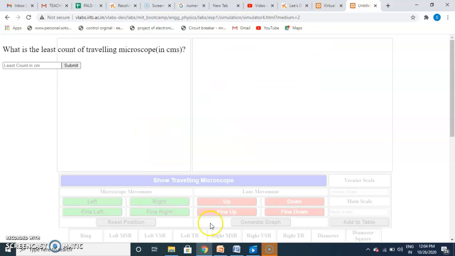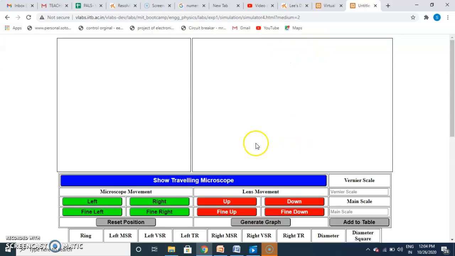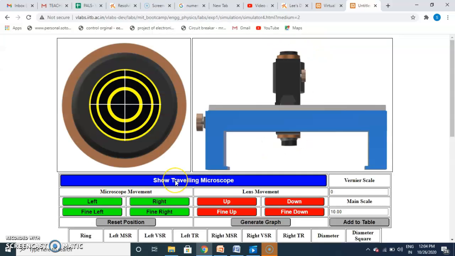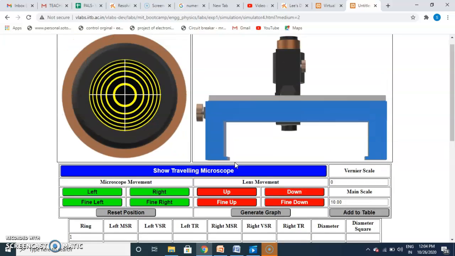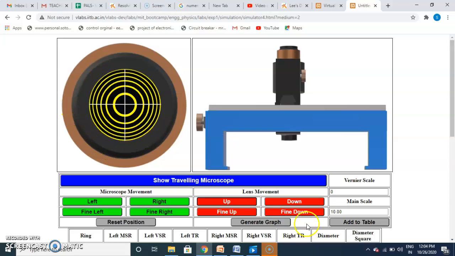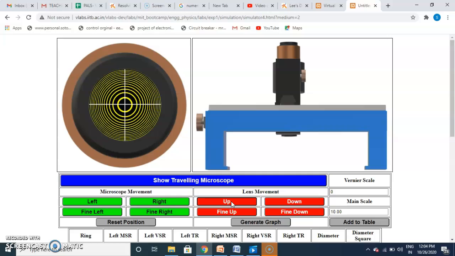Next, the least count of the traveling microscope is 0.001 centimeter. So now I'm just giving submit. So now show the traveling microscope. See here the traveling microscope, and I'm just moving the lens up and down, so that we will get more and more concentric rings. See here the rings are formed. The rings are formed because of the superposition of the light waves.